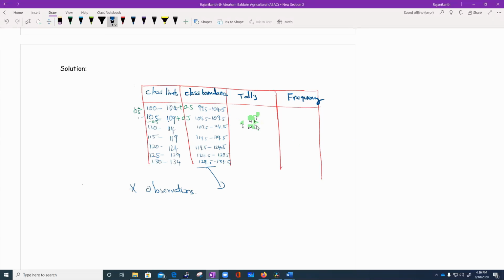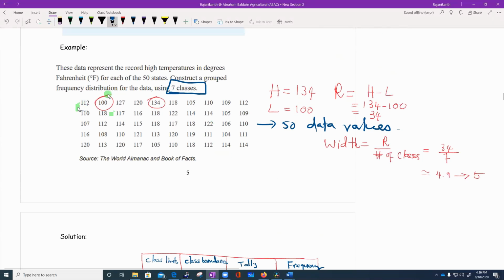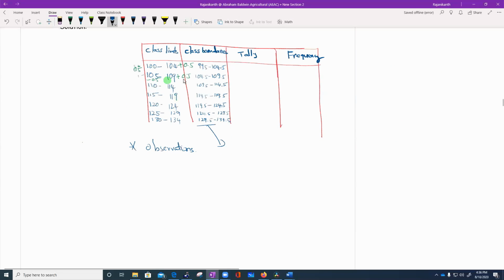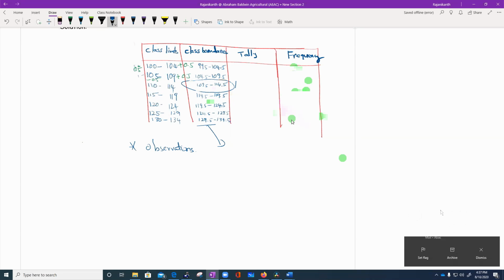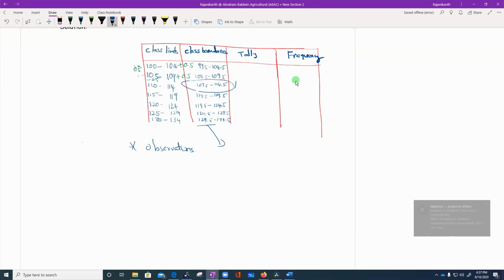Now check one by one. Start with 112 and count all the numbers, tallies. 112 falls into which class? You could check whether 112 falls into the class limits or class boundaries, it doesn't matter. 112 falls into this region, right? Therefore you have 1. Like that, count all the tallies and find all the frequencies, how many numbers are there in each class boundary. In that way, you can complete all the frequencies.